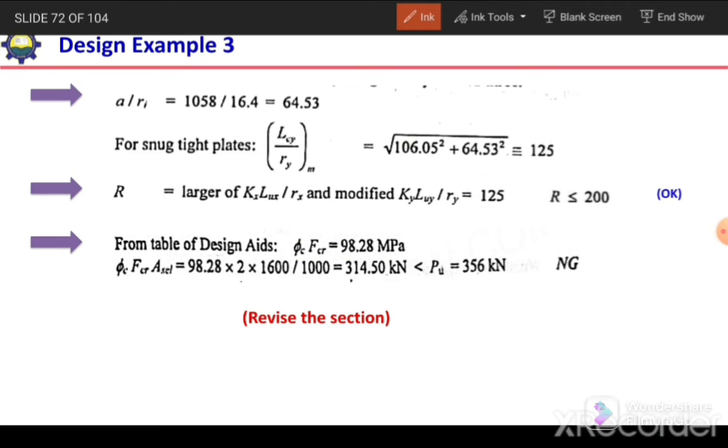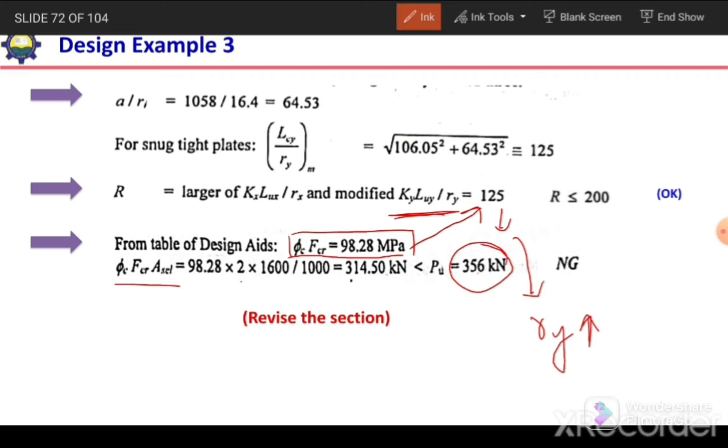Now we need to revise the section in such a way that the capacity of the section is more than this applied load. The capacity of the section depends on phi c Fcr, and phi c Fcr is linked with this slenderness ratio. So to increase the phi c Fcr value, we need to reduce this slenderness ratio. If we want to reduce the slenderness ratio, which is critical about the y-axis, we need to increase this ry value. So we need to select a section which has a larger value of ry. When ry is larger, this slenderness ratio will be reduced, and when the slenderness ratio is reduced, phi c Fcr will increase, and we will have a higher capacity of the section.